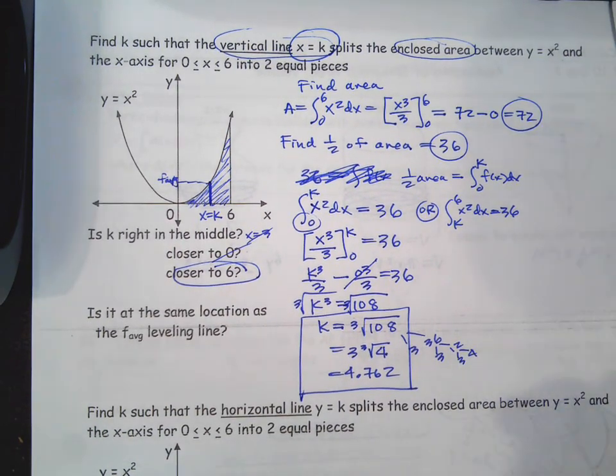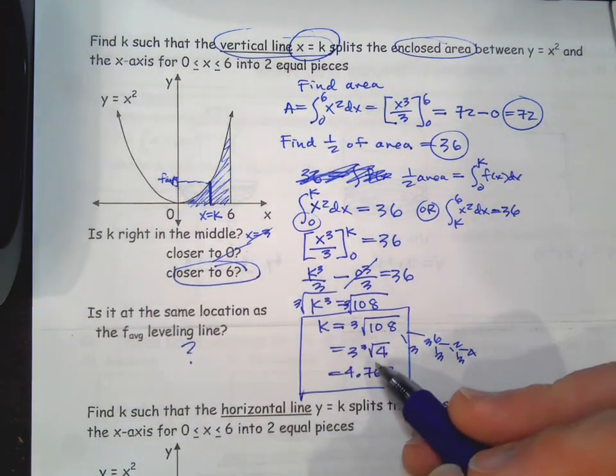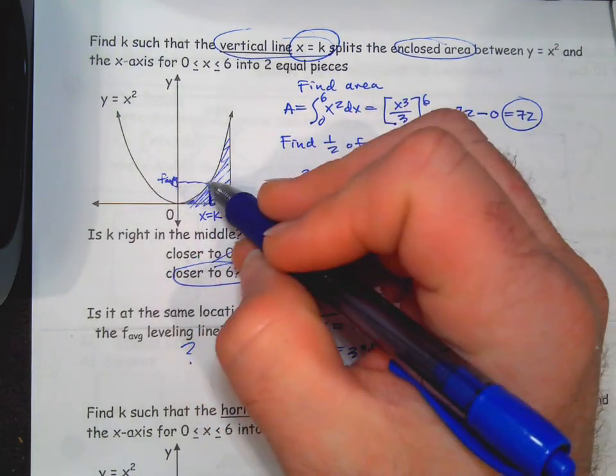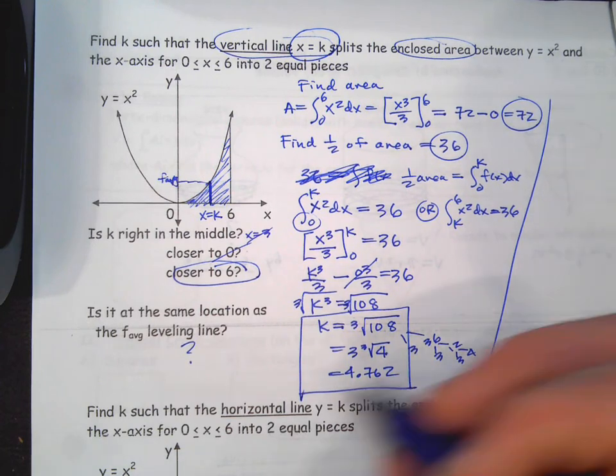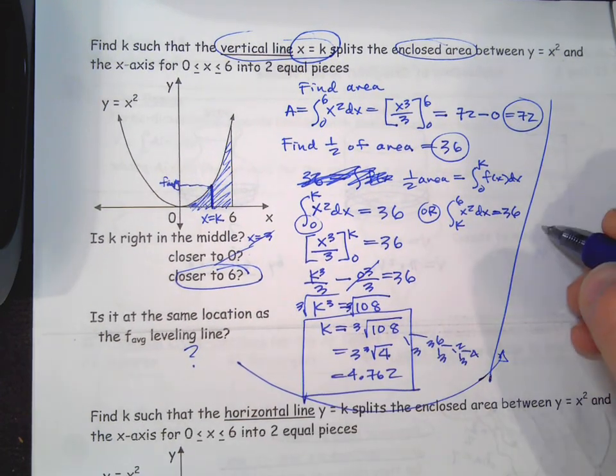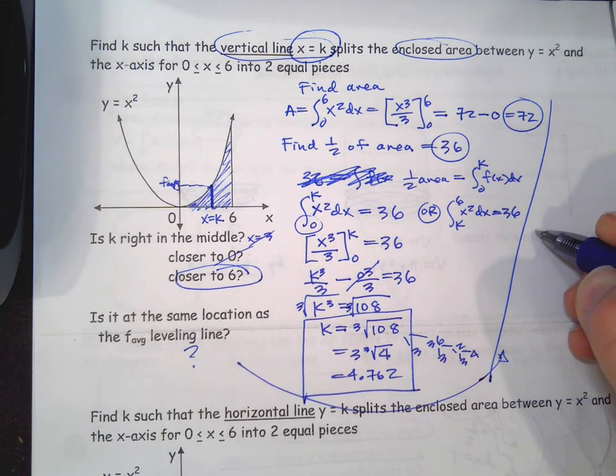And now, here's the question. Does this happen at the same place that f average happens? I don't know. This might be interesting to check out. So I'm going to just calculate. This is just good practice anyways from your last test or your retest.